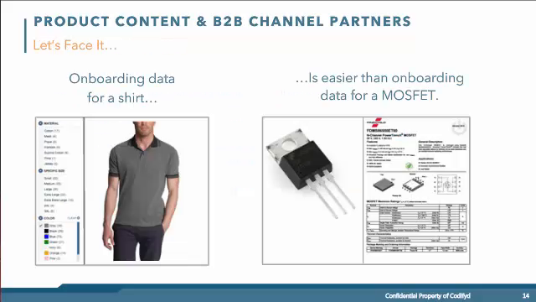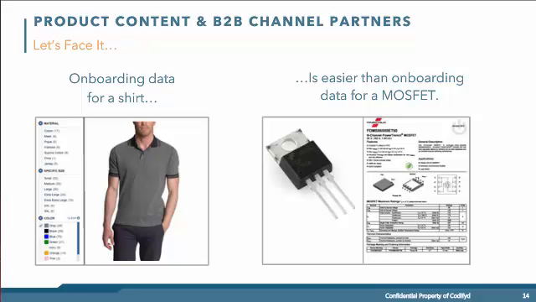Right, so a real simple visual example, right? Onboarding data for a shirt is pretty simple. Everyone understands what a shirt is or how we shop for a shirt. But for more complex product, such as those in the RF line of MOSFET, wow, that's a far more complicated product to deal with. And we'll talk a little bit about why.